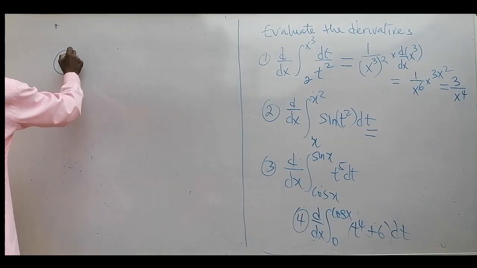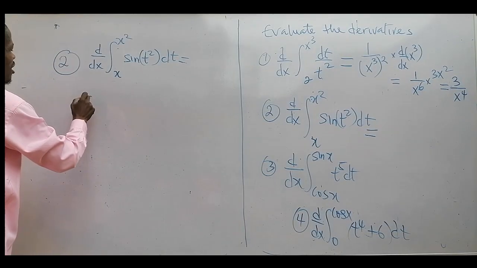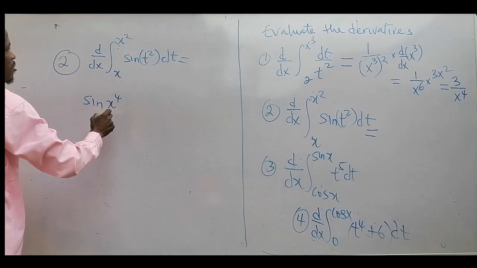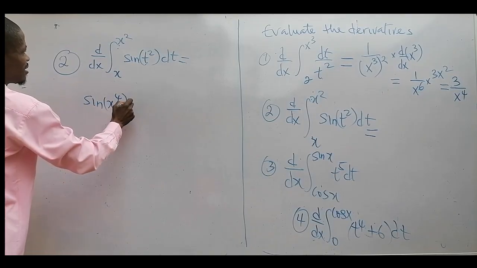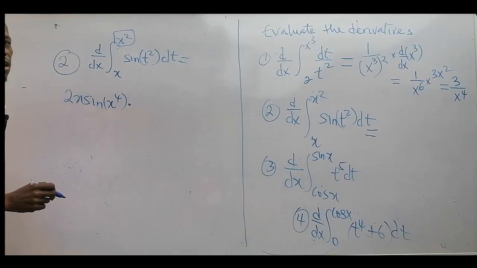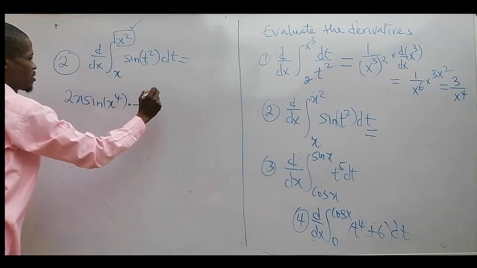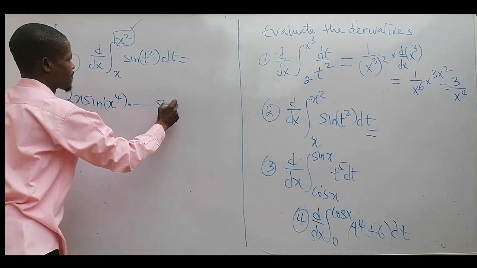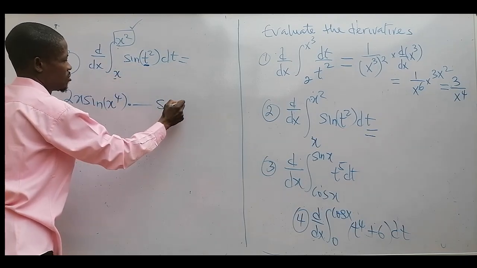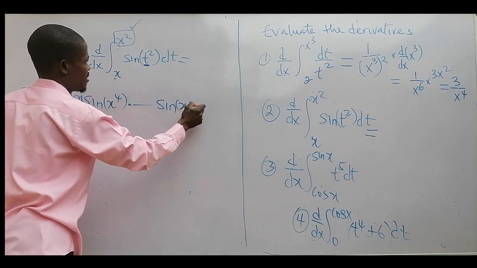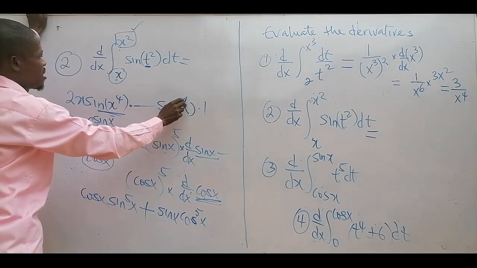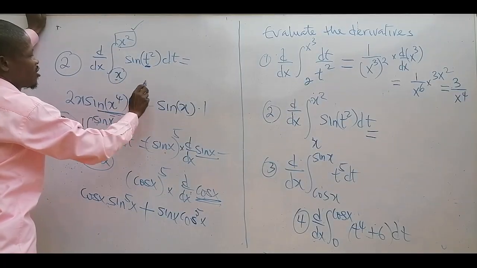Number 2 is going to use your chain rule, that will be sine. Your t is x squared, so that will be sine of x to the 4, then times the derivative of this function, which is 2x. So I'm through with the upper limits. Minus, do the same thing also, that will be sine. Substitute, your t is x now, and then times the derivative of this function, that's times 1. For the lower limit, your t is x, that will be sine of x squared.